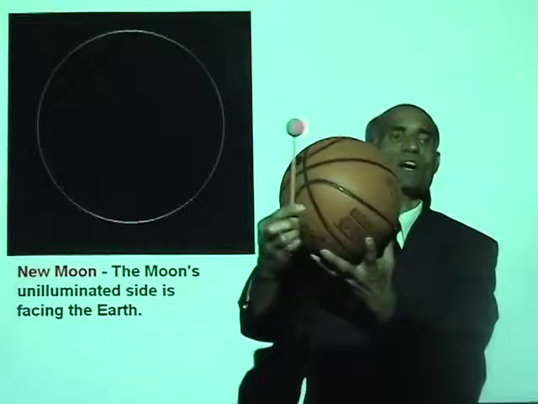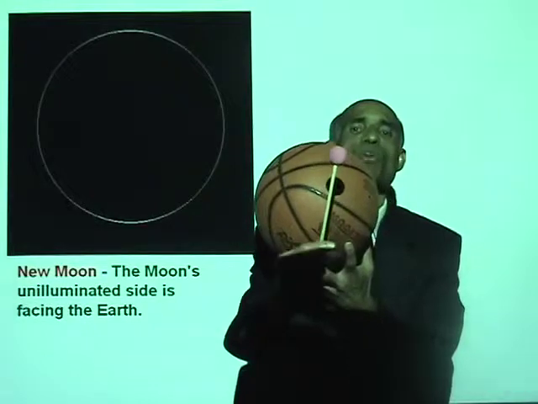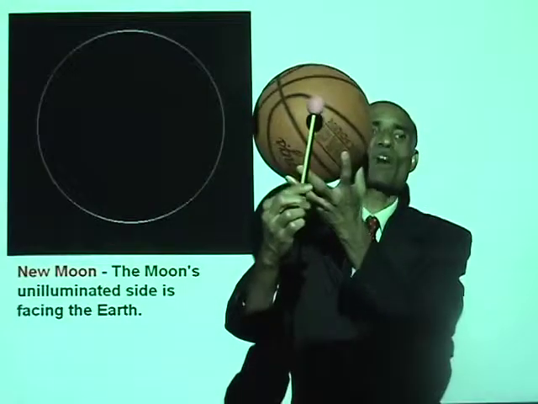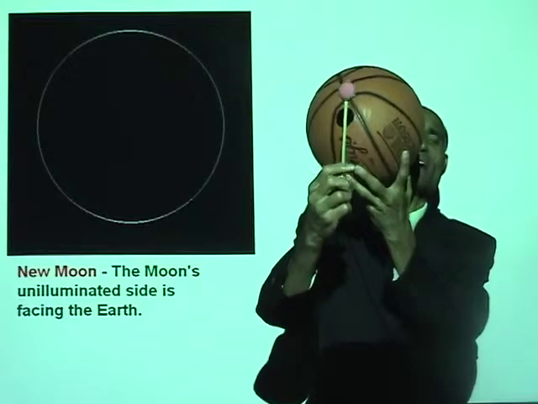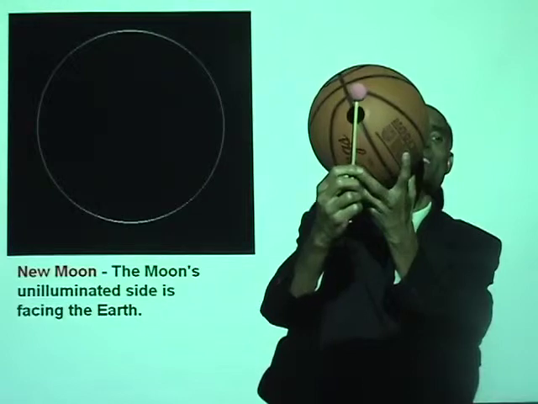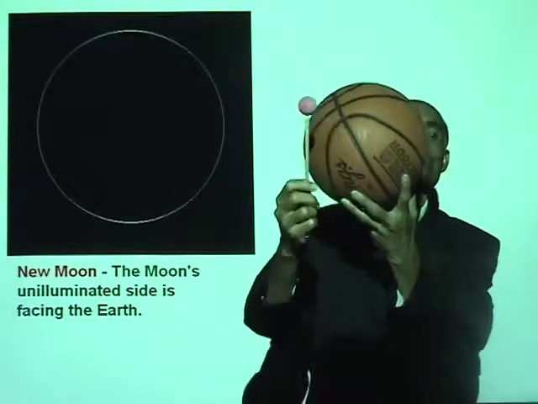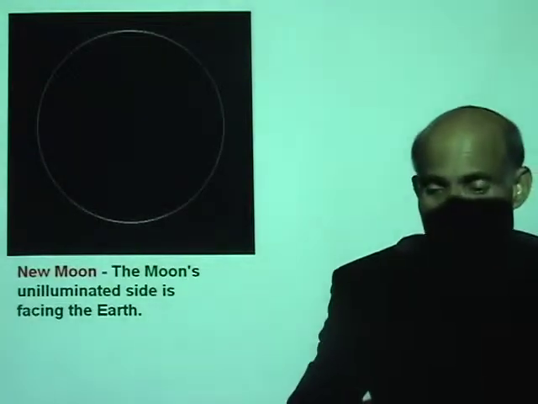Well, if this is the earth, that's the moon, the sun is in front of it. That means all the light falling on the moon, you can see here, my projector is the sun. All the light falling on the moon is on the other side. From the earth, you see the moon as a dark object, and that is the new moon.